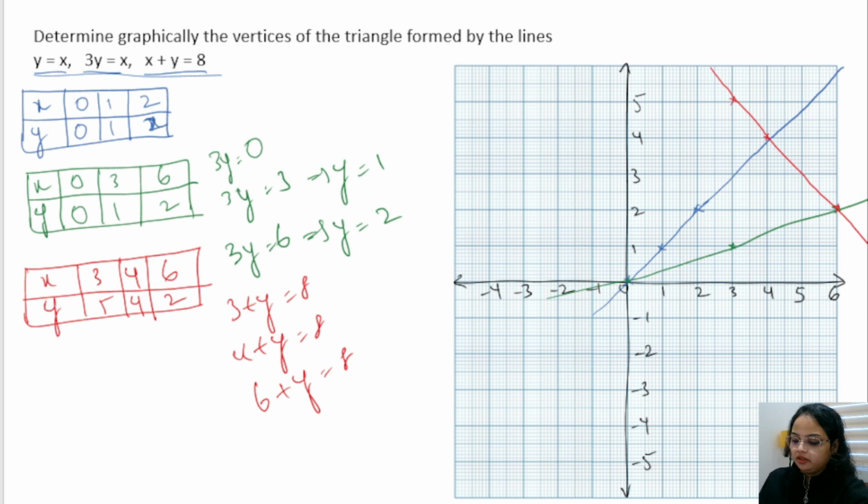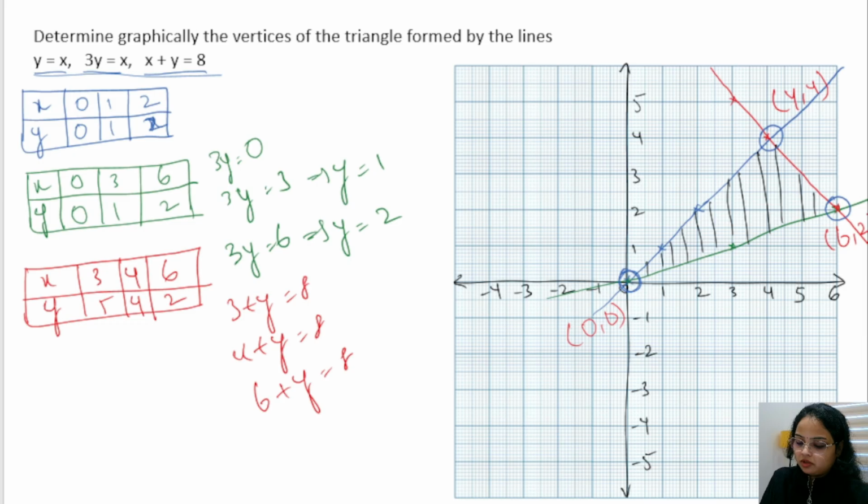So now what are the vertices of the triangle? See, this is the triangle. What are the vertices? This is a vertex and this is another and this is the third vertex. So what are they? This point is 0, 0. This is the origin. And what is this point? It is 6, 2. And what is this point? It is 4, 4. So the vertices are 0, 0 and 6, 2 and 4, 4.